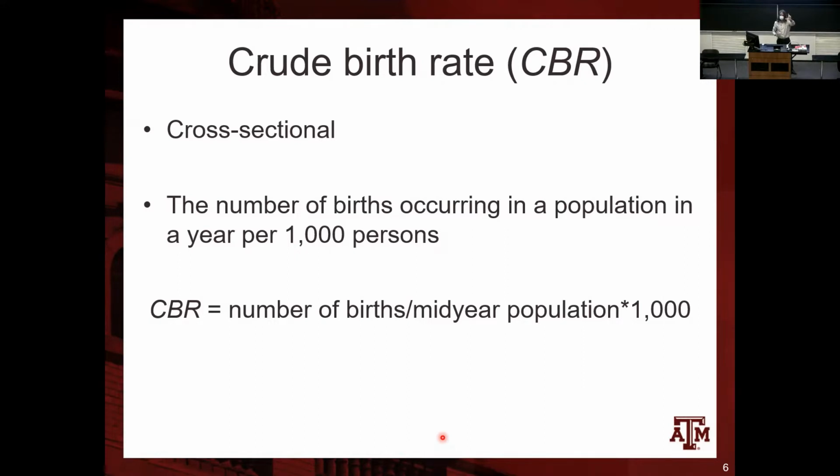Remember the Lexis diagram, right? Year on the horizontal axis, age on the vertical axis. At a specific time point, we get information for all people in that population, for all age groups. And here we are counting how many births happen in that population at that specific time point. And we divide that number by the overall size of the population. So we get the overall number of births and divide by the population. Since this number is usually really small, we multiply it by 1,000.